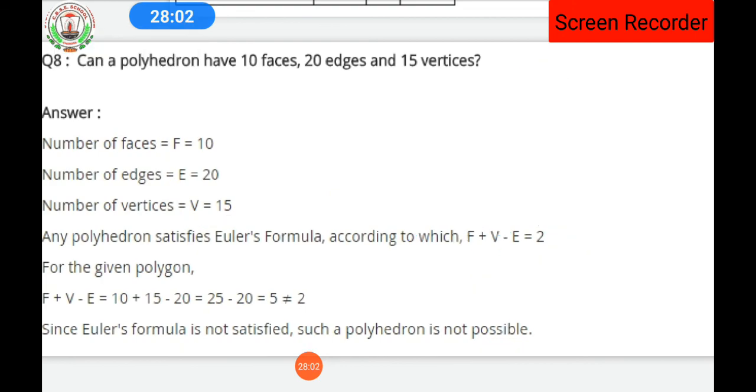Clear everyone? So dear students, this chapter carries nothing much in it, but one topic is important, that is the Euler formula. You have to learn what the Euler formula is and just substitute the values and find out. Okay, and sometimes it is asked to verify it.